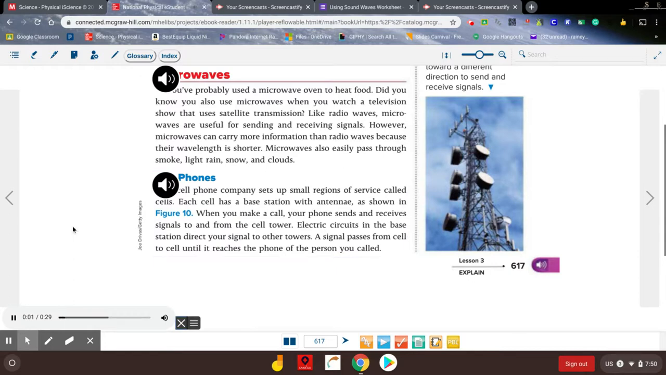Cell phones. A cell phone company sets up small regions of service called cells. Each cell has a base station with antennae, as shown in Figure 10. When you make a call, your phone sends and receives signals to and from the cell tower. Electric circuits in the base station direct your signal to other towers. A signal passes from cell to cell until it reaches the phone of the person you called.